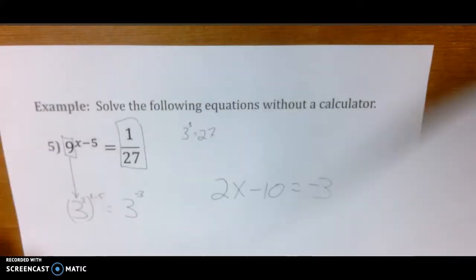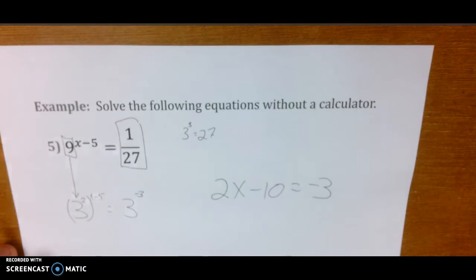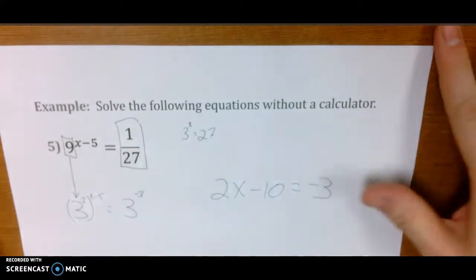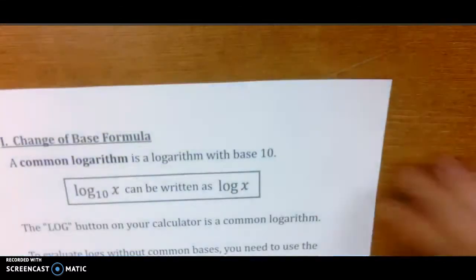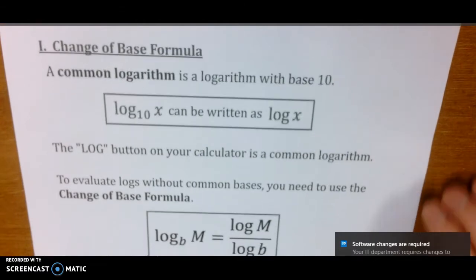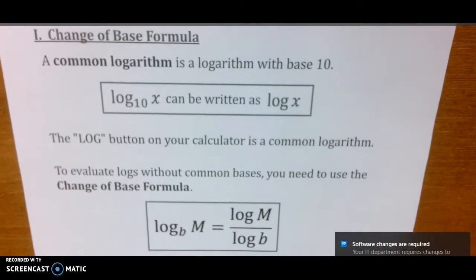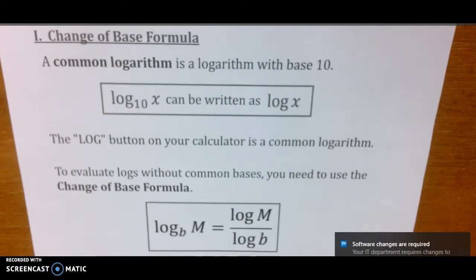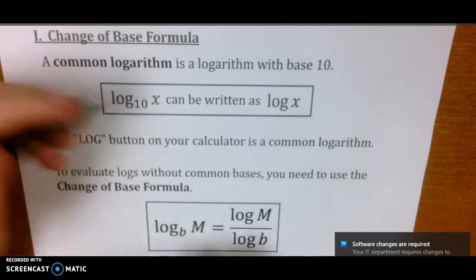Unfortunately, that does not always happen. So when that doesn't happen, we have to use something called the change of base formula, which is the second component here. So here is the change of base formula, as well as some definitions on what a common logarithm is. This is a point where you might want to pause the video so that you can write this stuff down. A common logarithm has a base 10.